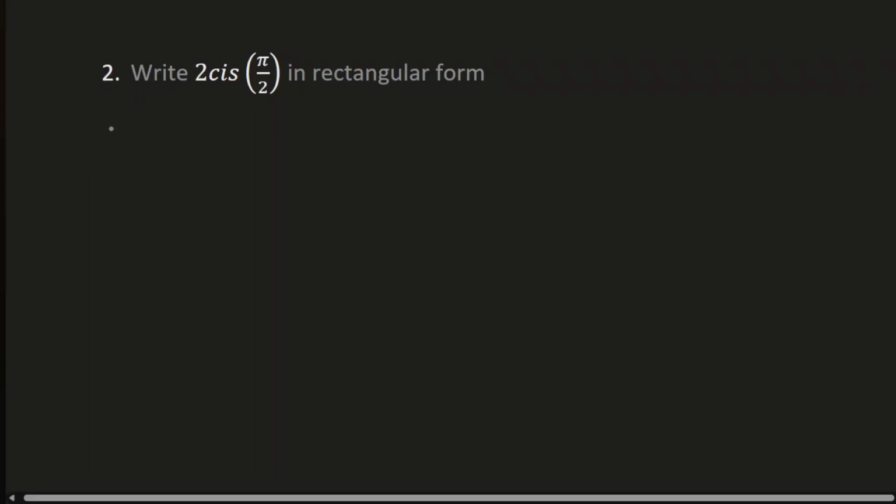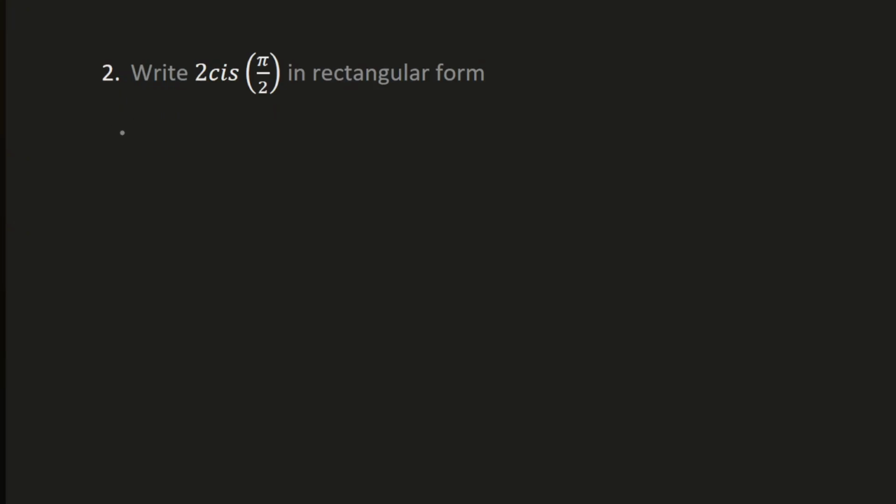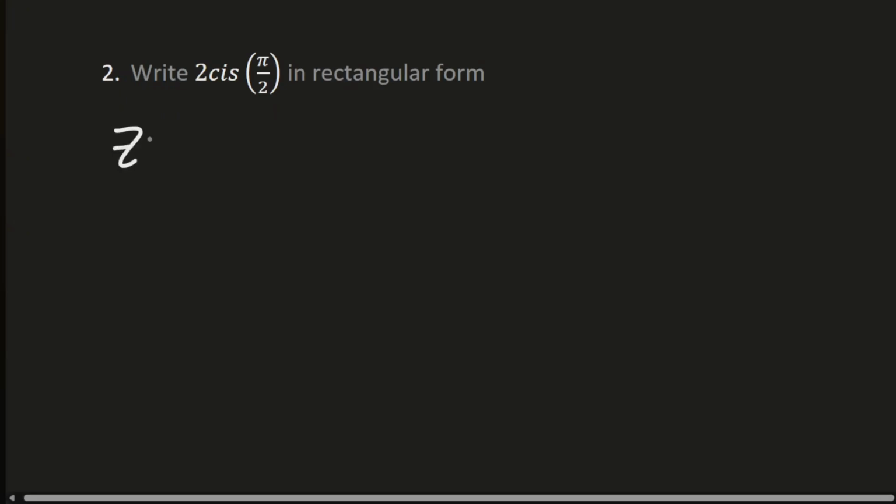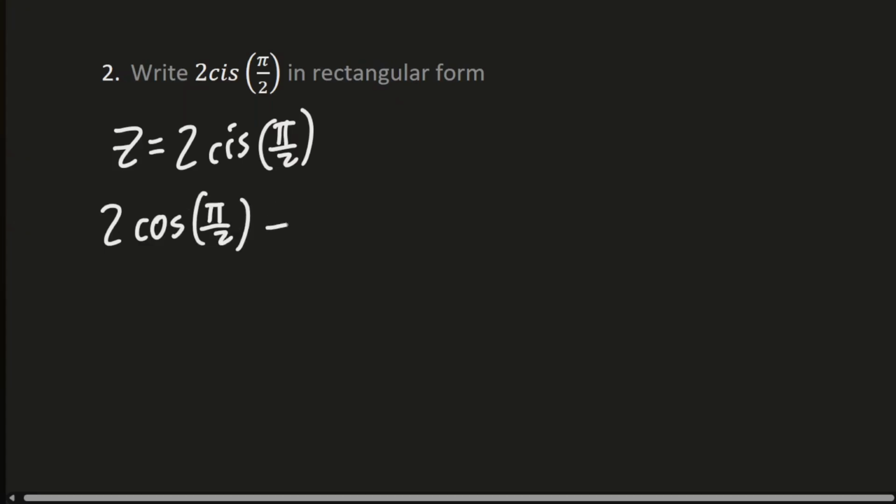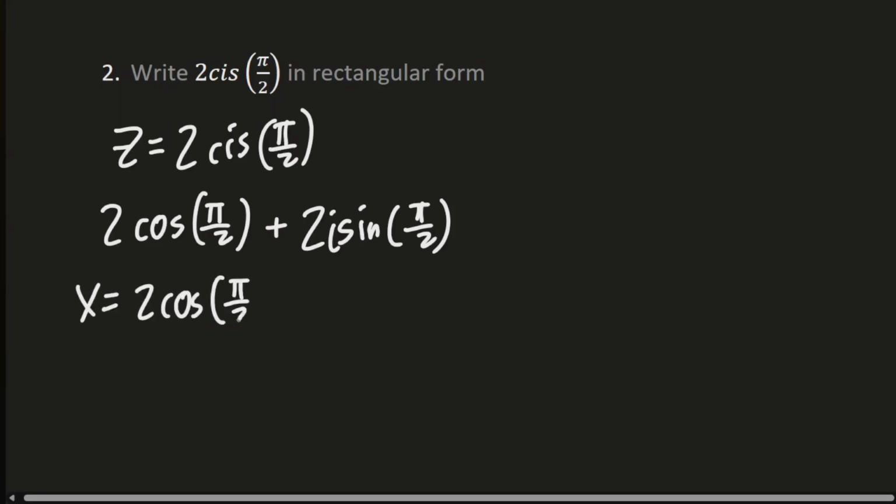So we have 2 CIS of pi over 2, and when we put it in form, z is equal to 2 CIS of pi over 2. And that becomes 2 times cosine of pi over 2 plus 2 times i sine of pi over 2. So x is equal to 2 times cosine of pi over 2, and y becomes 2 times sine of pi over 2.